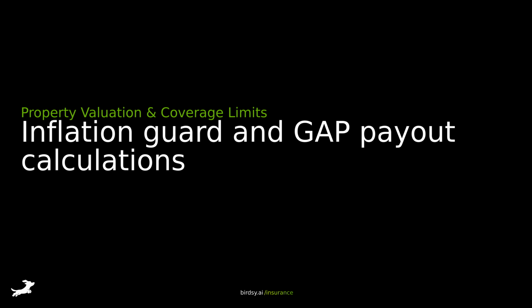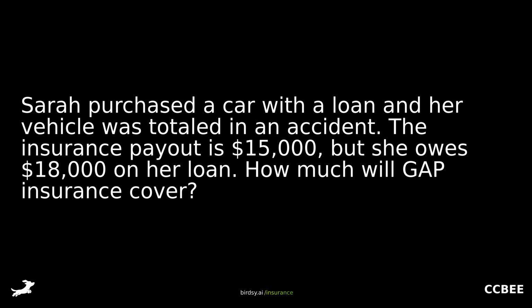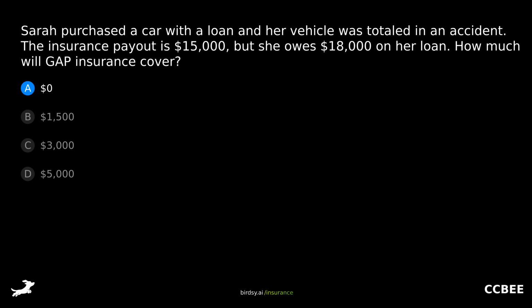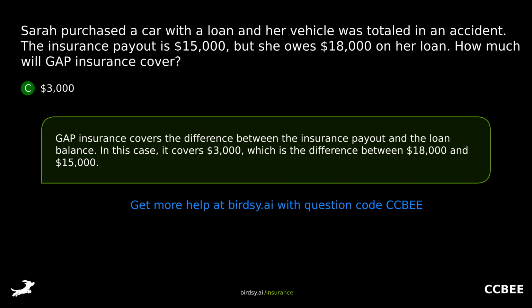Inflation guard and GIP payout calculations. Sarah purchased a car with a loan and her vehicle was totaled in an accident. The insurance payout is $15,000, but she owes $18,000 on her loan. How much will GIP insurance cover? Is it A, $0, B, $1,500, C, $3,000, or D, $5,000? The answer is C, $3,000. GIP insurance covers the difference between the insurance payout and the loan balance. In this case, it covers $3,000, which is the difference between $18,000 and $15,000.